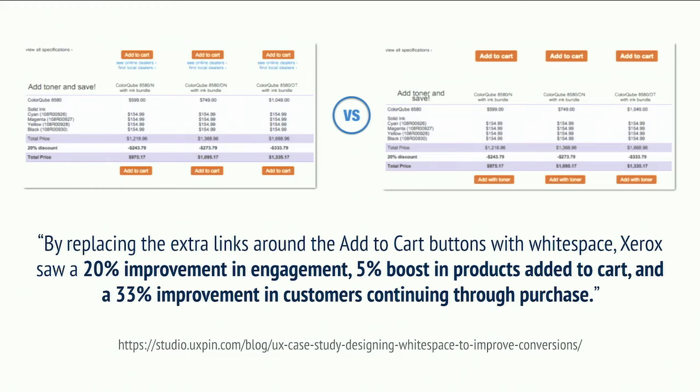So for example, in this study, someone just added a little bit more vertical space in between these tables. So before is on the left and after is on the right. And that led to a 20% improvement in engagement, 5% boost in products added to cart, and a 33% improvement in customers continuing on through to purchase. So white space not just looks good, but it can affect how many customers will go through and, say, pay for something on your website. That's a big deal.